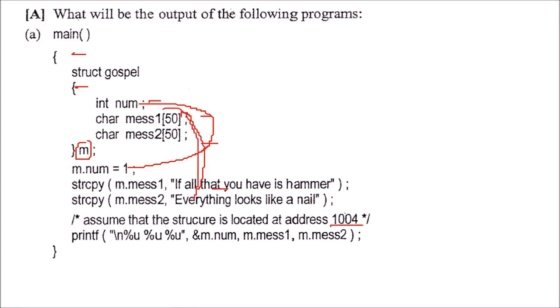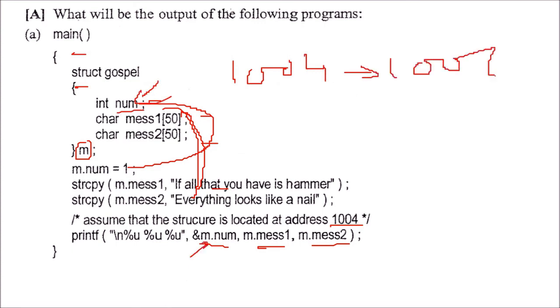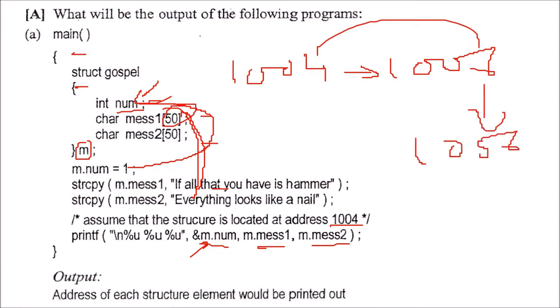So we want to print the address, first the number, then mess 1, mess 2. We start with 1004 and then we have number. Just assume that this integer takes 2 bytes, so this next printing will be 1006. That is a 2 byte difference. The next will be, because this takes 50 bytes and a character takes 1 byte, 50 bytes, so this will be 1056. These three will be printed, so the address of each structure element would be printed.